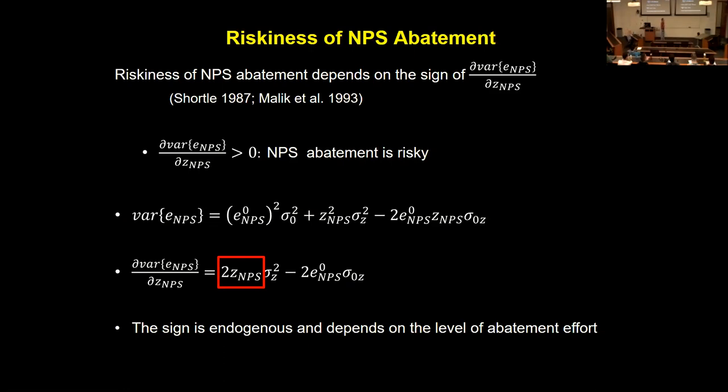The variance is increasing. The economic risk depends on the damage impacts. And so if you have convex damages, having more variability in your emissions is going to create risk.